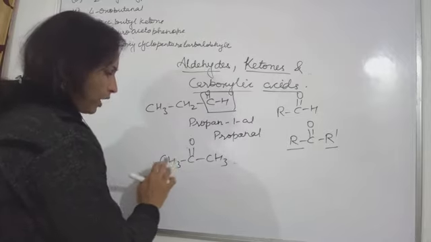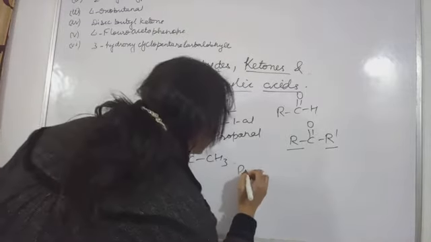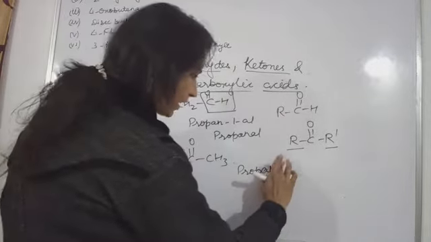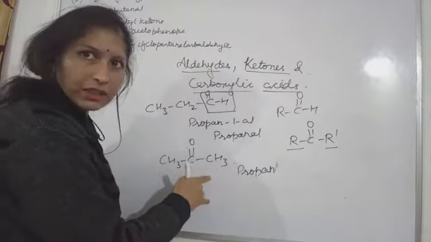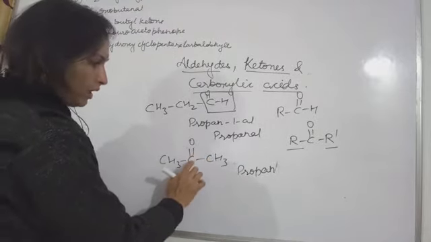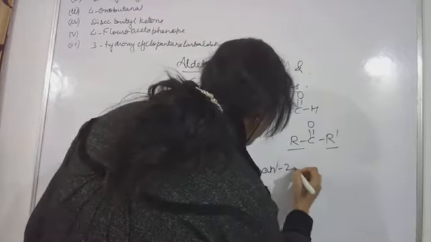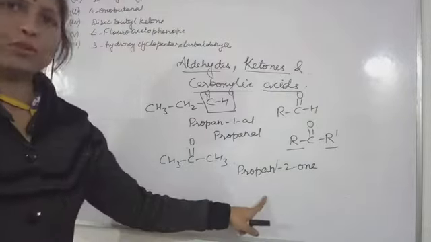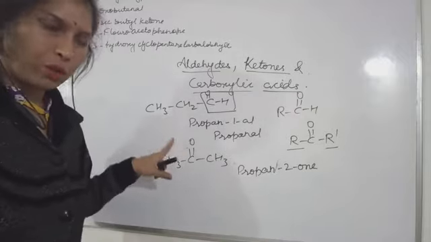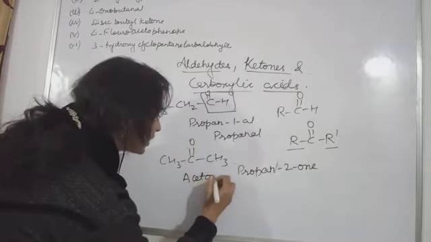What name do we give to this compound? We count the number of carbons: 1, 2, 3. So it will be called propane. Then we remove the E, because the suffix will be on. Here the second carbon possesses the functional group, so this will be called propane 2-on. This is the IUPAC name of this compound. The structure given is CH3, C double bond O, CH3, and the common name will be acetone.